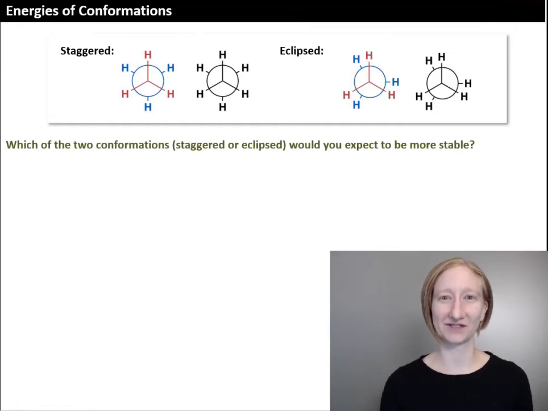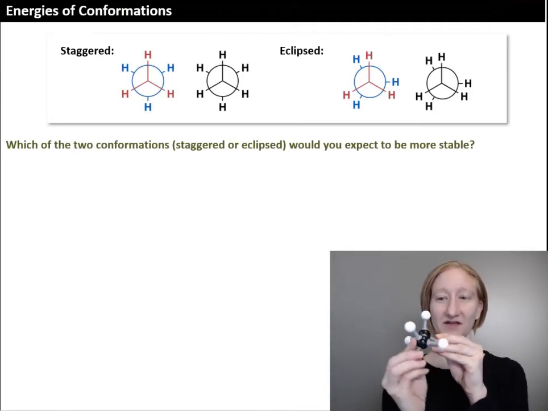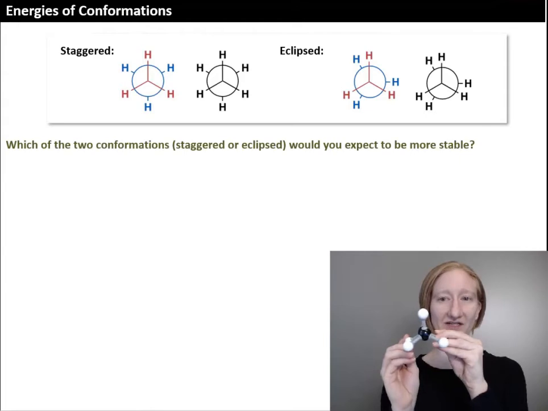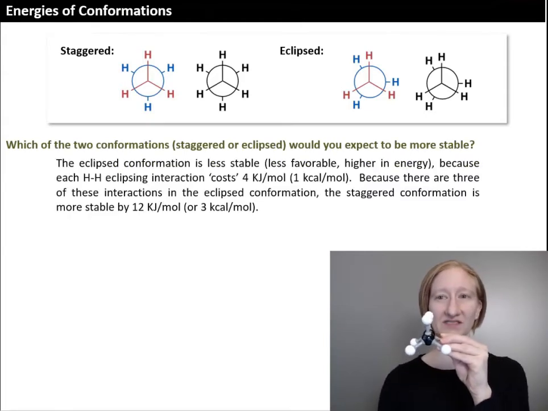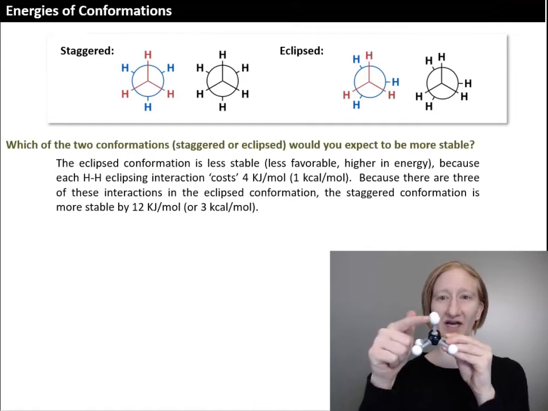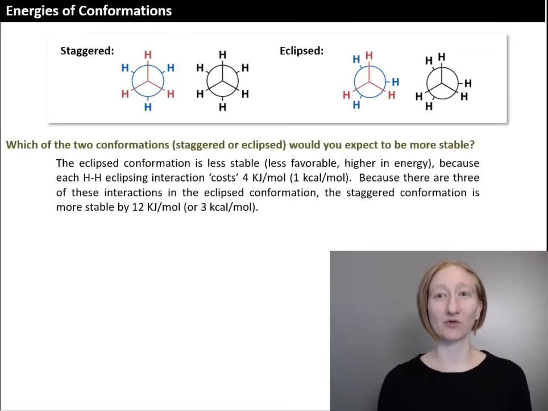You should predict that the staggered conformation is lower in energy or more stable than the eclipsed conformation, which is higher in energy or less stable. And that's because in this eclipsed conformation, the hydrogen atoms that are eclipsing are very close to one another. And this interaction is unfavorable, and it has an energetic cost associated with it. More specifically, that cost is 4 kilojoules per mole, or 1 kcal per mole, for each hydrogen-hydrogen eclipsing interaction.